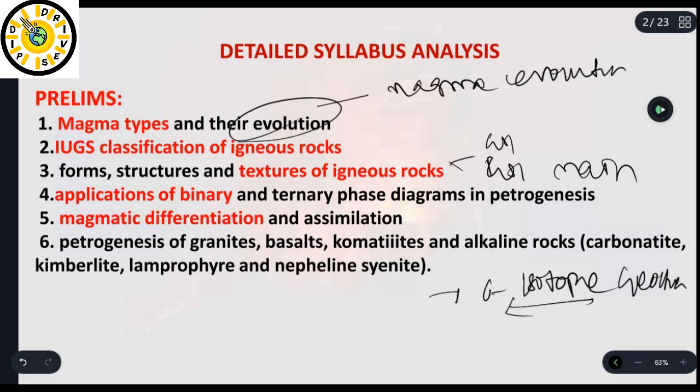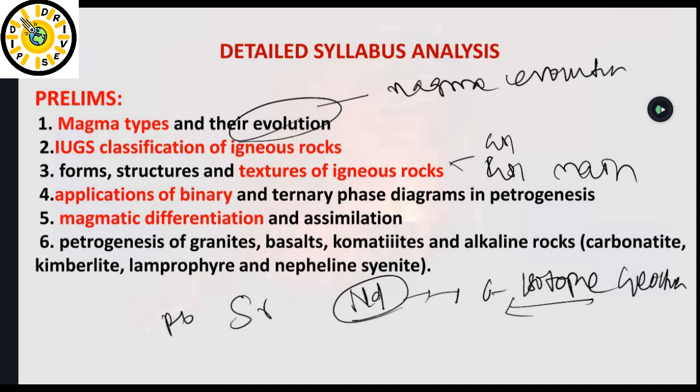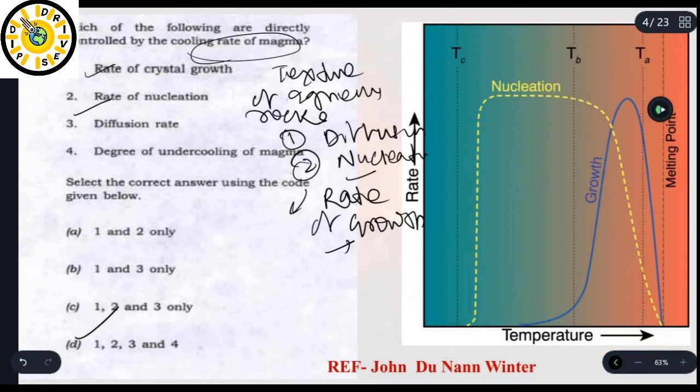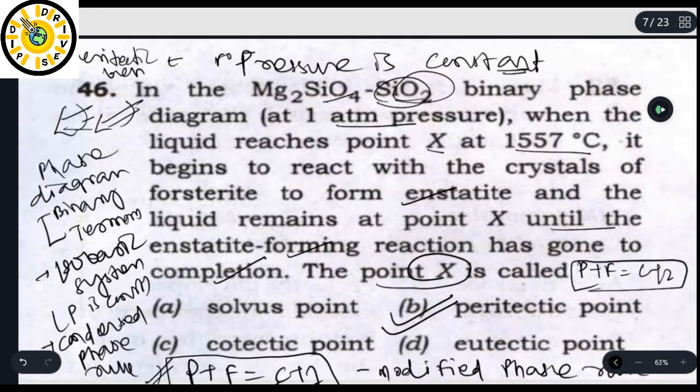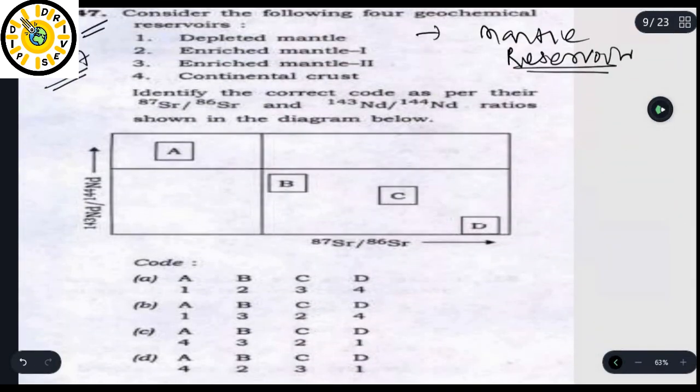If you understand the Sr isotope, Rb-Sr isotope and Nd isotope, then you should understand the proper isotopic evolution, how it evolved. Okay, let's go to the next part. So consider the four geochemical reservoirs. One is the depleted mantle, one is enriched mantle 1, one is enriched mantle 2, one is continental crust.